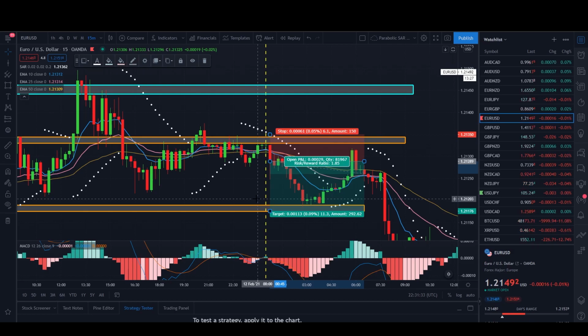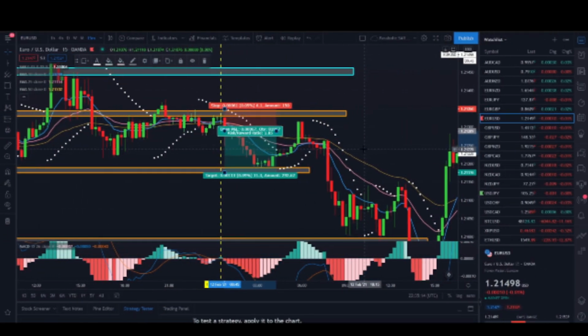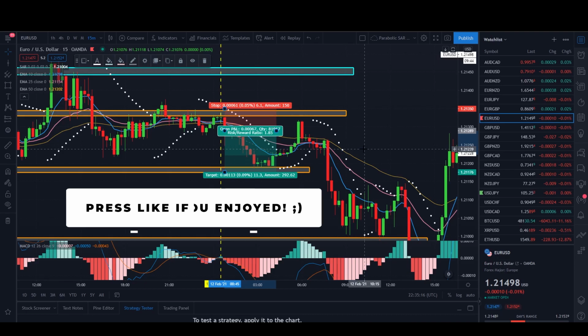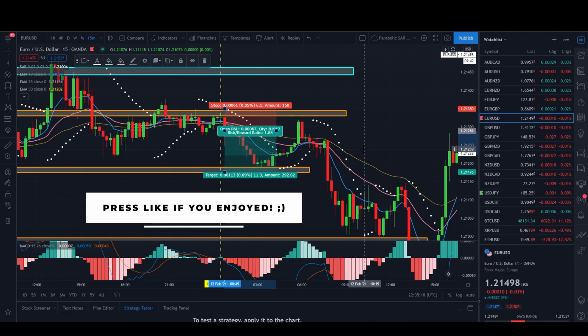So in this scenario, we will be profiting 11.3 pips, but also remember to follow the basic rules of risk management and move your stop loss to break even and protect your profitable positions from drawdowns.